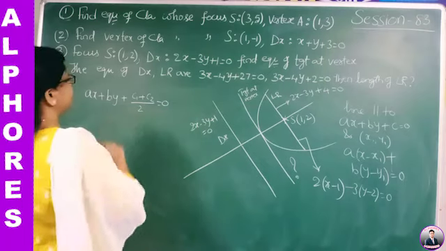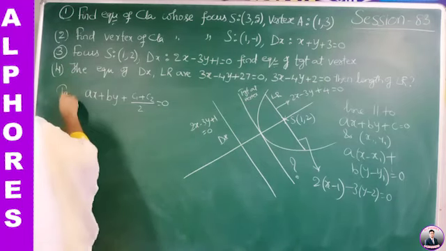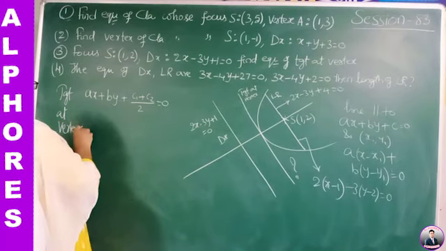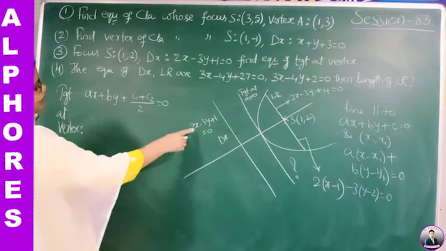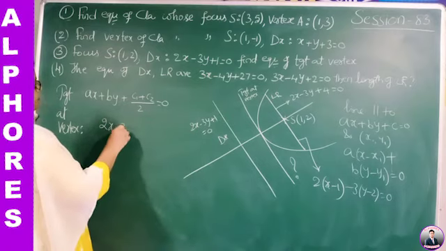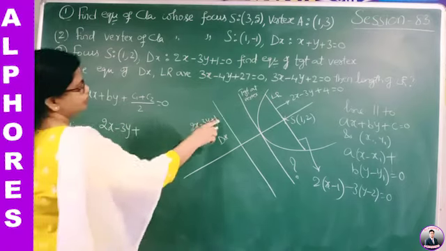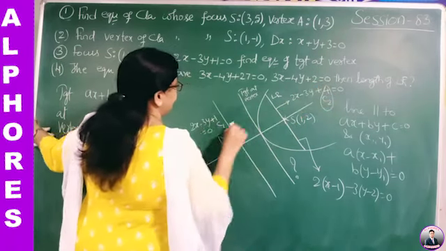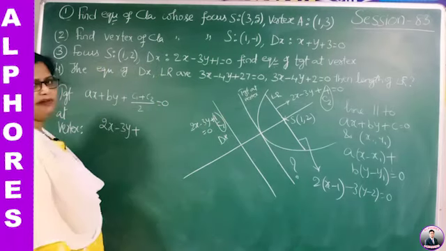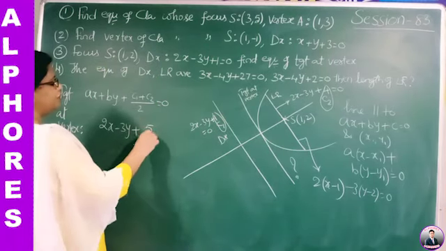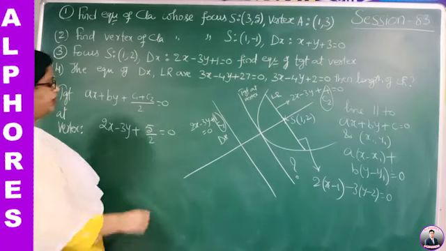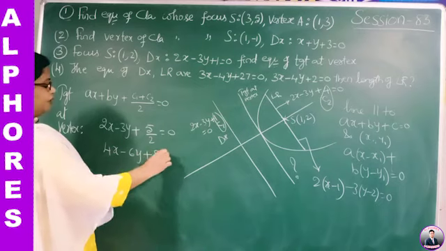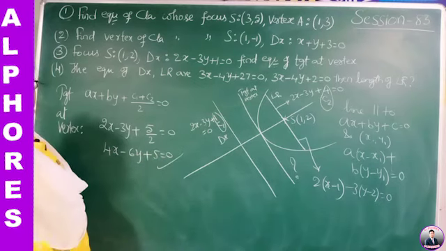So now this is the equation of the tangent at vertex, right? The equation of the tangent at vertex is simply obtained like this. Now that is 2x minus 3y, and what are c1 and c2? This is your c1 and this is your c2. So c1 plus c2 by 2, that is 5 divided by 2, equal to 0. That implies 4x minus 6y plus 5 equal to 0. So this is the equation of the tangent at vertex.